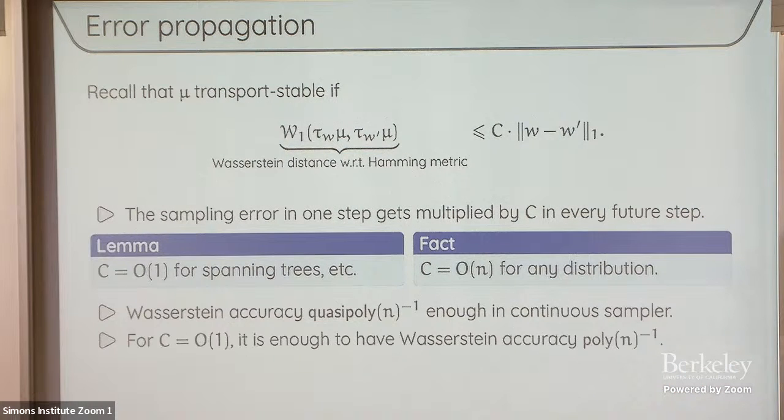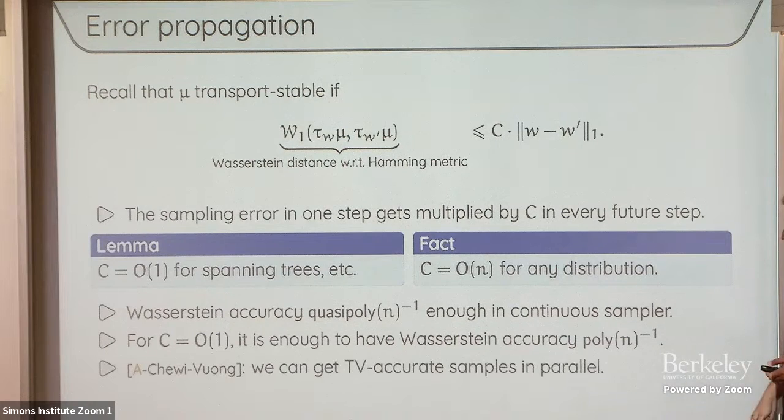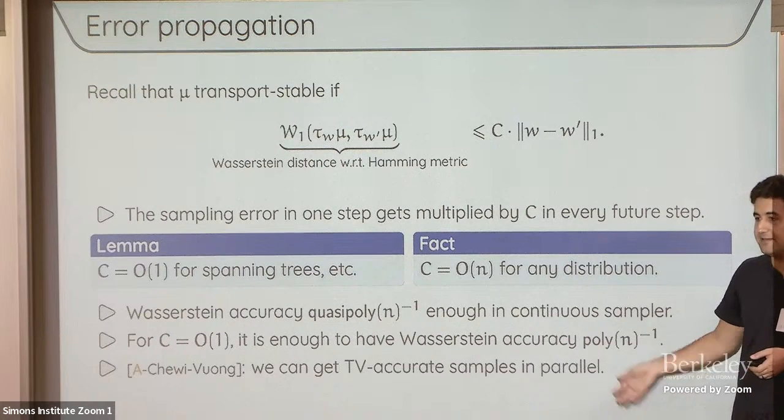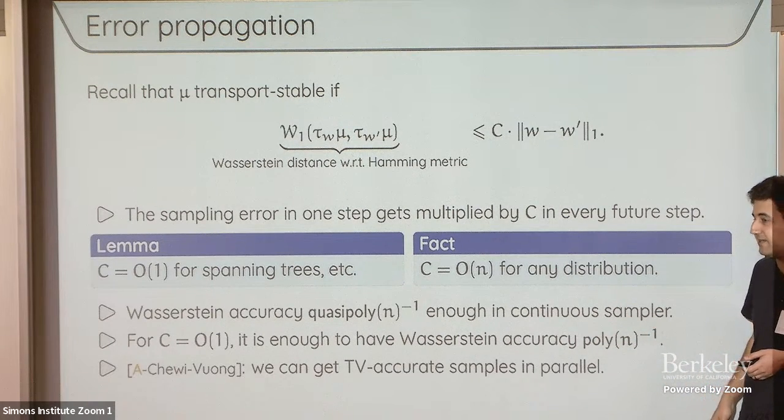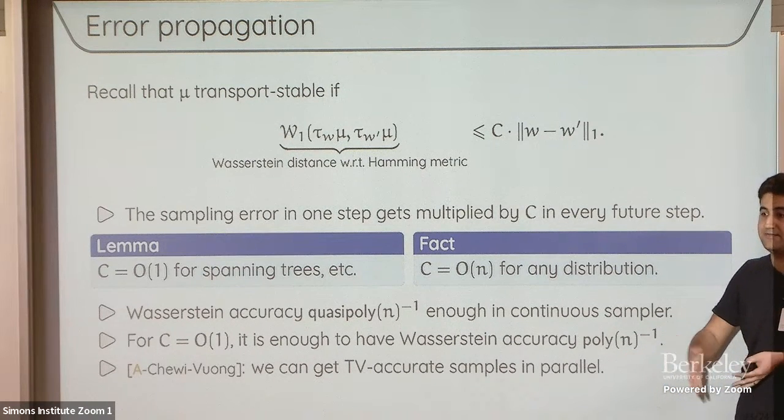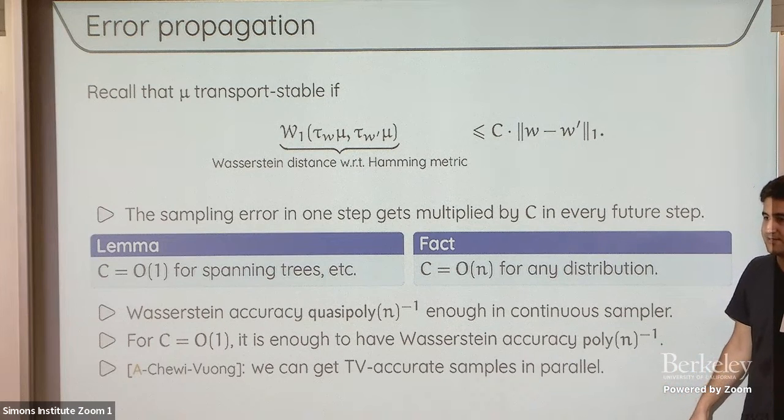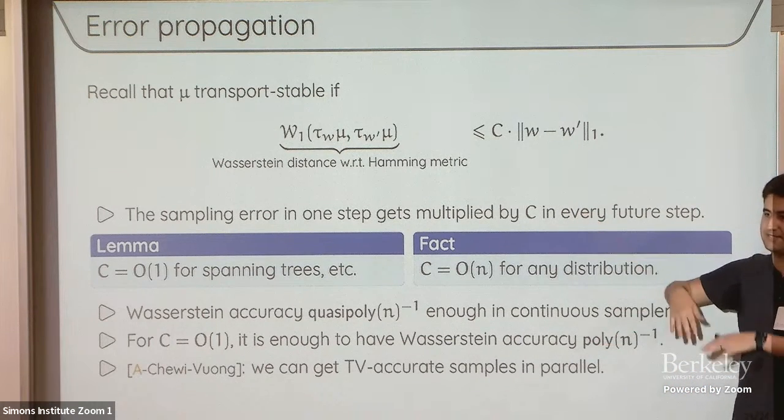And basically, in our ongoing work, the way we get around this issue is by giving parallel samplers that don't give you Wasserstein accuracy, but give you TV distance accuracy. So TV distance accuracy doesn't have this problem that it blows up over time.